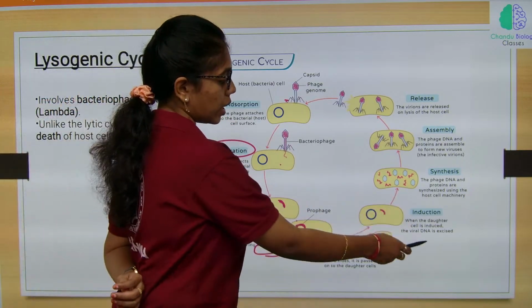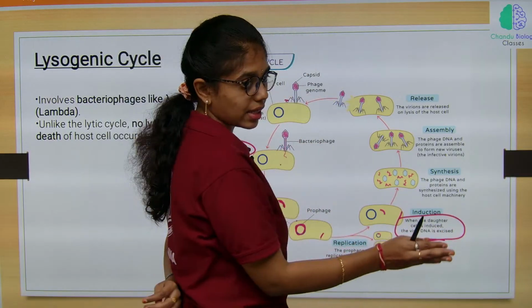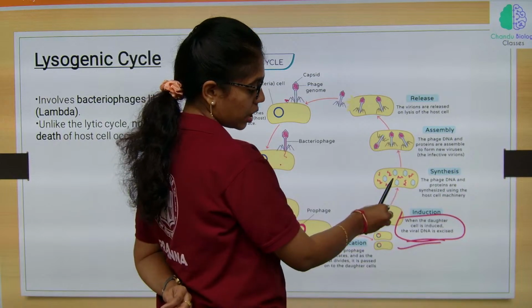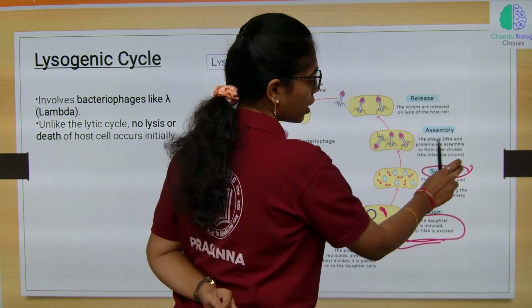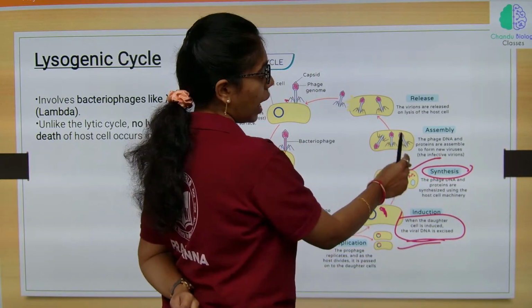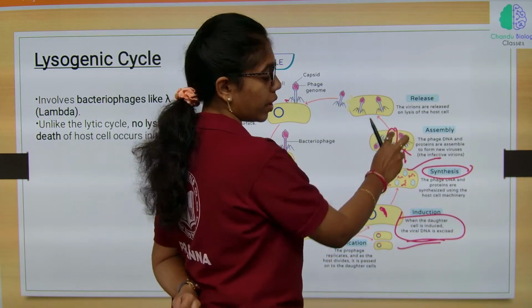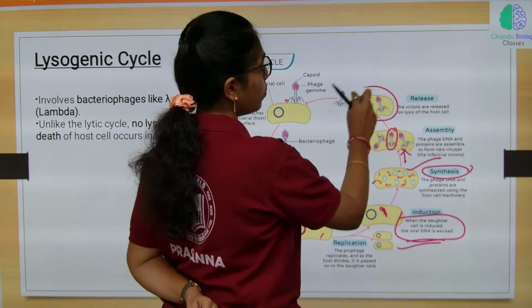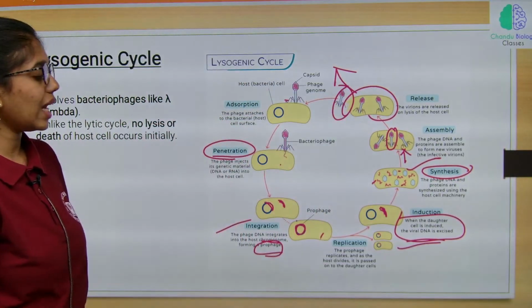Next is induction. When the daughter cell is induced, the viral DNA is excised. In the daughter cell, when it is induced, the viral DNA will be excised, and synthesis happens, individual particles will be formed, they will go through assembly or maturation phase, and then the complete virion will be formed, and then there will be release of the bacteriophages. This is the lysogenic cycle.